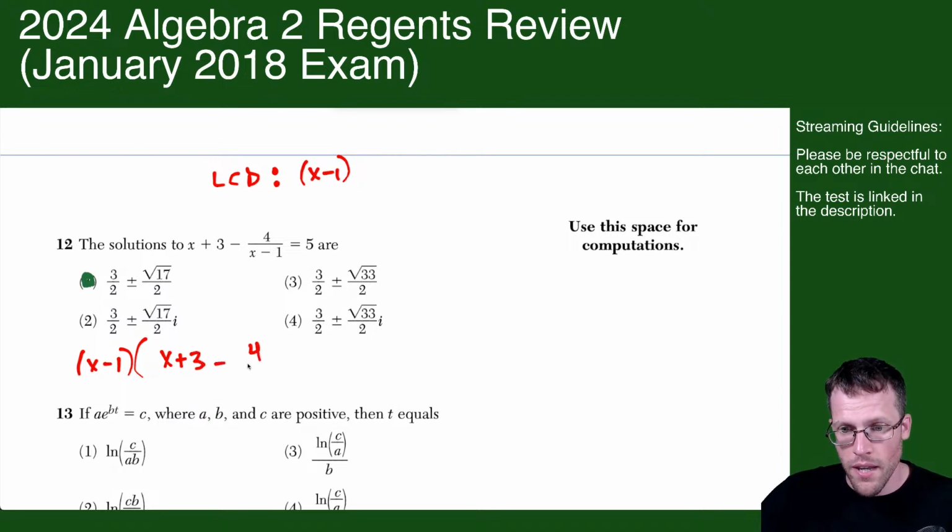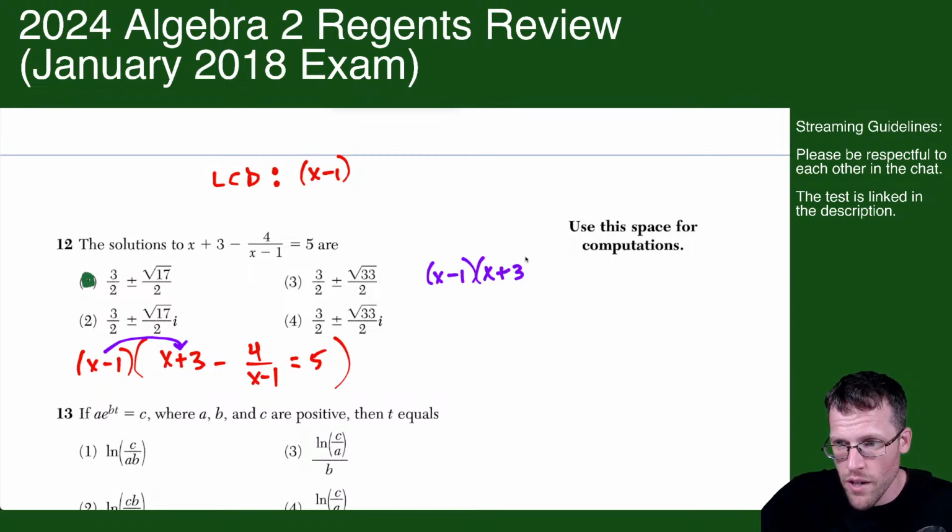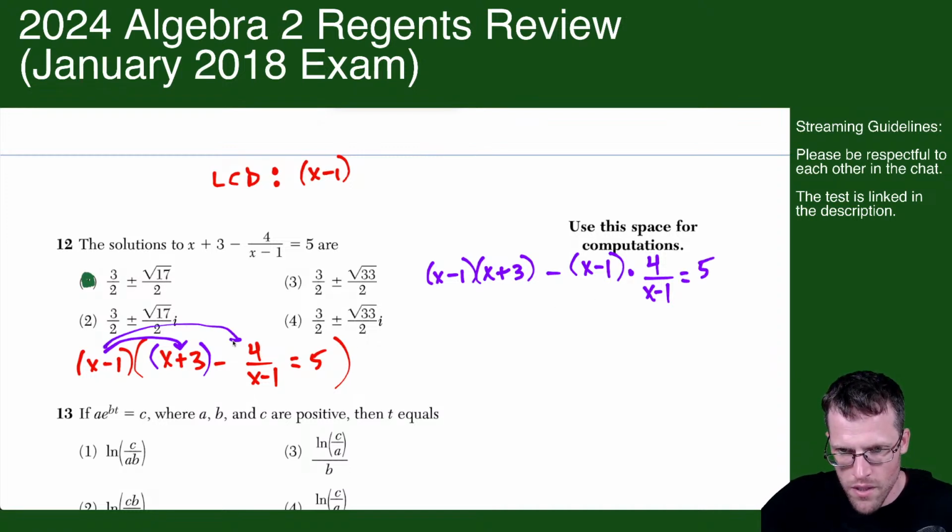Okay, this is if I had to do it by hand. But if you have the calculator, like honestly, multiple choice, you're going to check your answer anyway, so you might as well. So I distribute, I'm going to do x minus 1 times the entire x plus 3. I could do x minus 1 times x and then 3, but I'll just do it like all at once. Okay, and then minus x minus 1 times 4 over x minus 1 equals 5 times, so I did it times this, and now I distribute it to the last one.